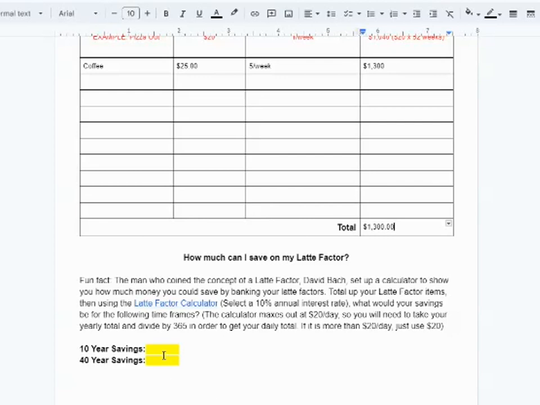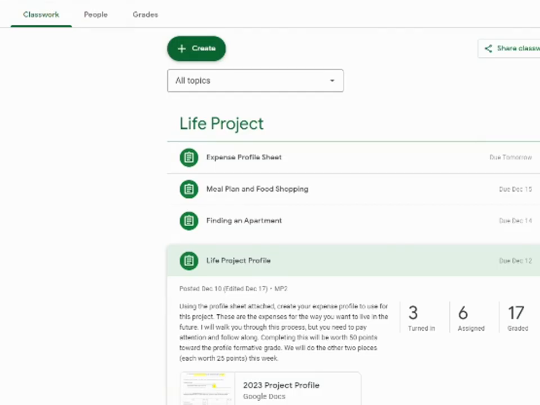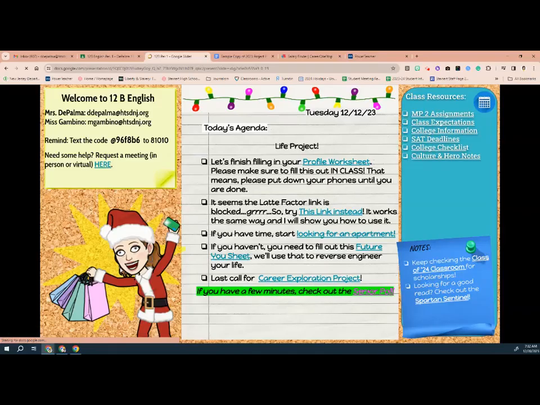Okay. So in order to get this, I'm not going to use this latte factor calculator because it's blocked for you guys. Instead, I'm going to go back to the bulletin board to Tuesday, December 12th, and I'm going to use this link instead.